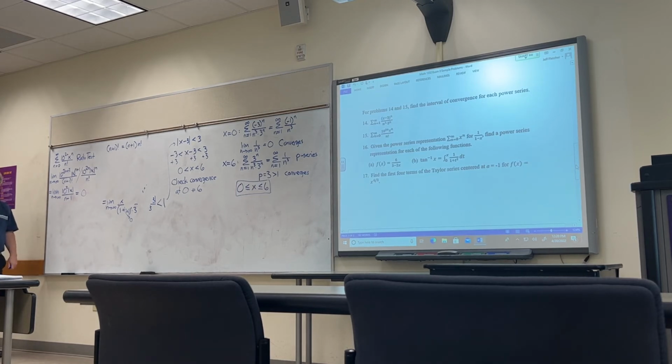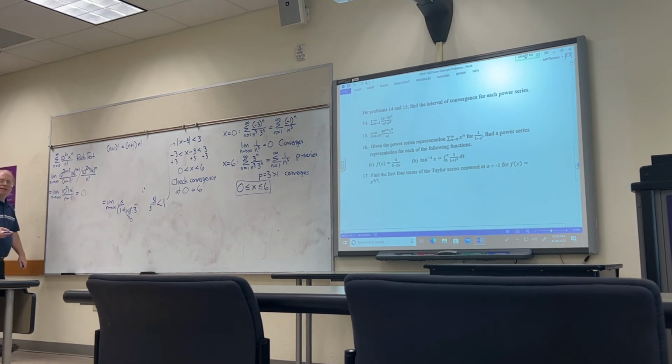I'm a little confused. Well, the numerator doesn't involve n, so we treat it as a constant. As n goes to infinity, the numerator just stays the same, but the denominator is going to infinity. And so the limit is 0. You're taking a constant divided by larger and larger numbers, so it's going to go to 0.